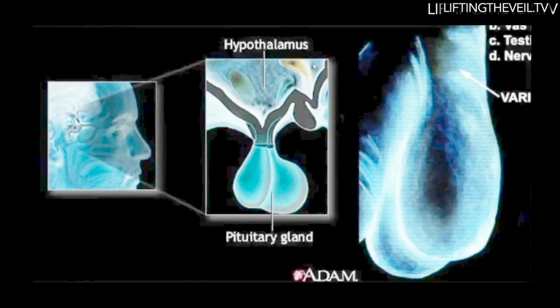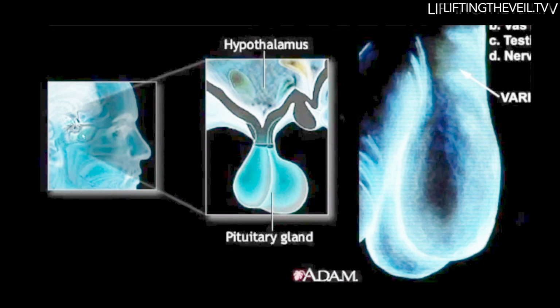And since we're on the male anatomy corresponding to the human brain, as above, so below the belt, here what we're looking at is the pituitary gland, which hangs down from the hypothalamus area.